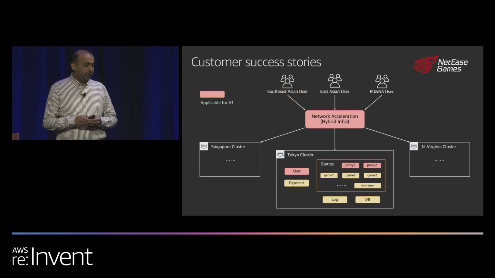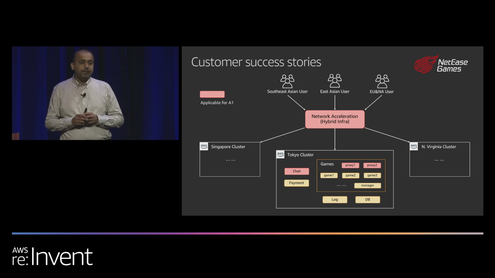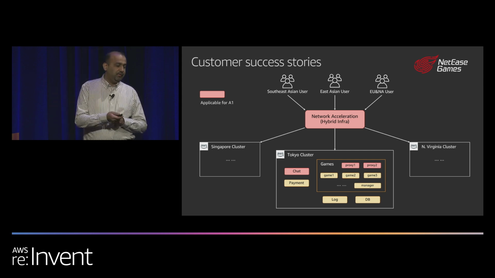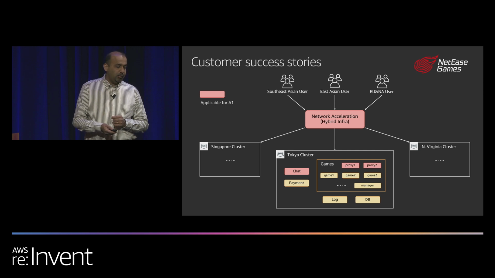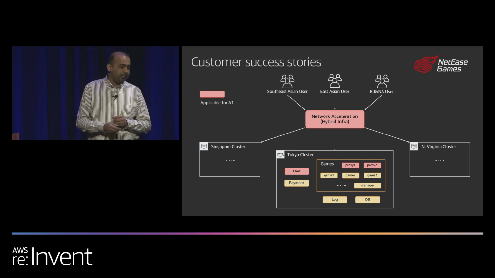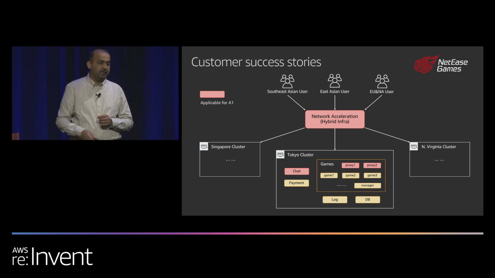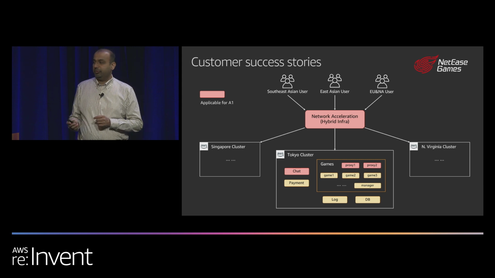And here's a quick look at their architecture for the Knives Out game. The boxes that you see marked out in pink are currently the ones that are running on the A1 instance types. And what we're showing here is their Tokyo cluster as an example. So you can see the web proxy as well as the web chat interface as part of their network acceleration infrastructure.